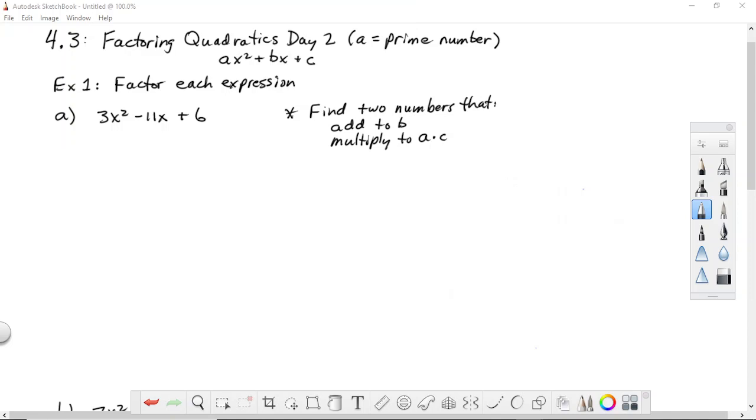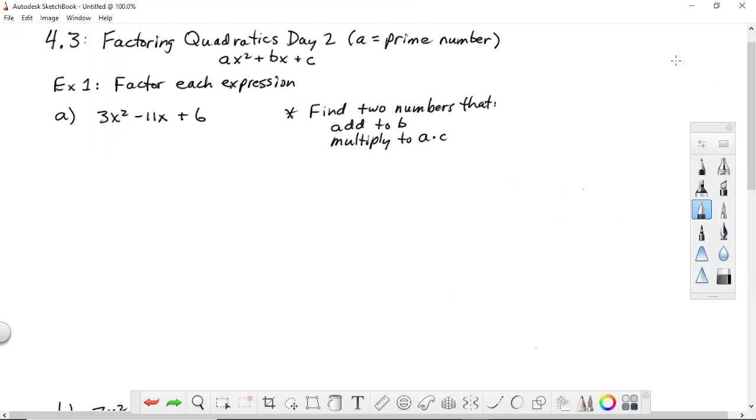Okay, this is day 2 of factoring quadratics. Remember, quadratics are in this form: ax squared plus bx plus c. And today we're going to look at ones where a is a prime number. Yesterday, all the ones we did, a was 1. So now a can be a prime number, something other than 1. And we'll see how we do those.